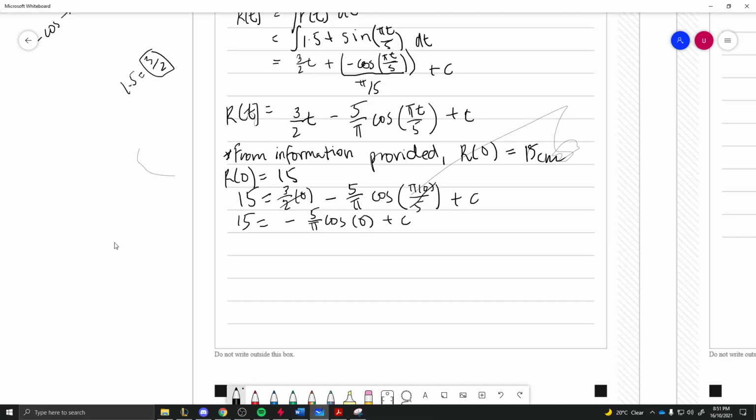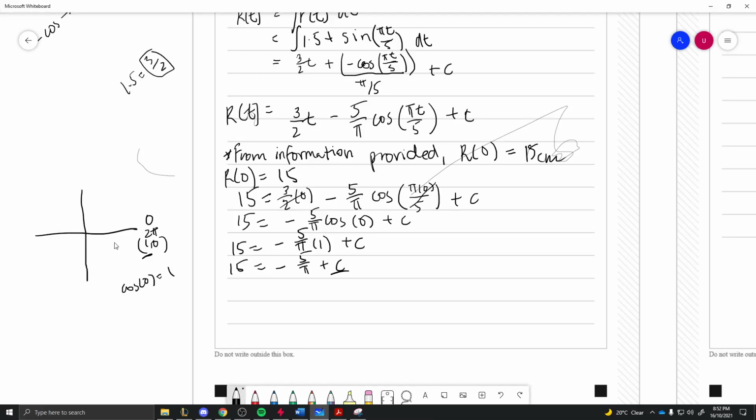Now, if you use your unit circle, or use memory, or I believe you can use special triangles, but I just use the unit circle, you know this is the point 1, 0, at 0 and 2 pi. The coordinates are 1 and 0, and cos is your left point, which is going to be here, so cos of 0 is equal to 1. So 15 equals negative 5 over pi, 1, plus c. 15 equals negative 5 over pi plus c.